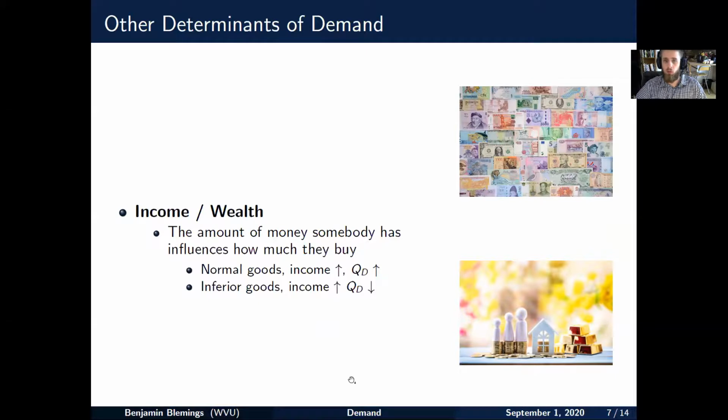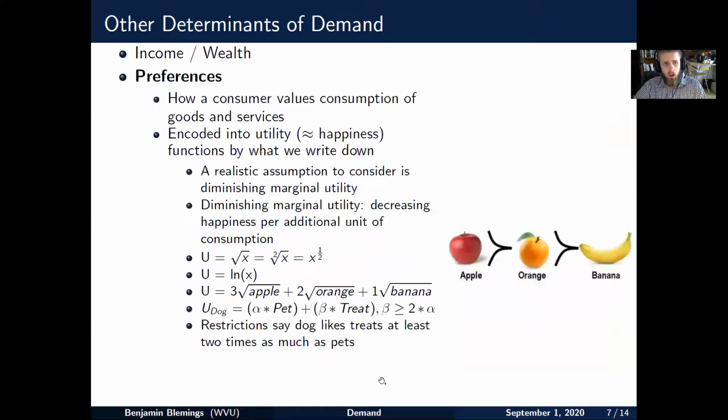So one of those things is income and wealth. The amount of money you have influences how much of a good that you buy. For normal goods, if your income goes up, your quantity demanded of that good goes up because you have a greater willingness or ability to pay specifically for that good. While with inferior goods, if your income goes up, the quantity demanded goes down. That would be like hot dogs and ramen noodles and things that you buy when you're just kind of skating by.